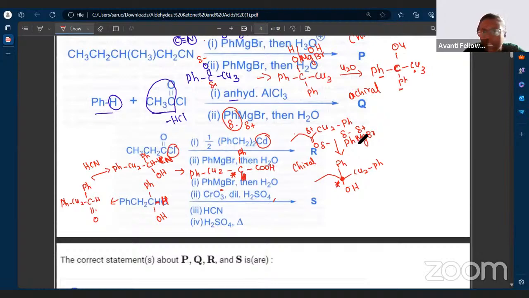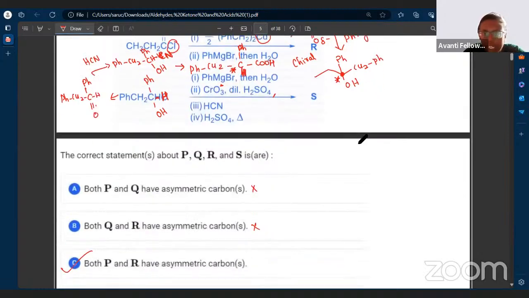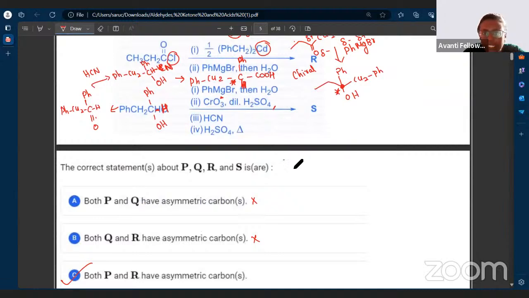If Grignard reagent is given, you can just divide it. When you have R-Mg-X, the Mg-X part will be positive and your alkyl group will be negative. If you have a carbonyl compound, the carbon will be positive, oxygen will be negative. So just attach it and do the hydrolysis. Very simple, okay? When Grignard reagent is used. Clear with this question?